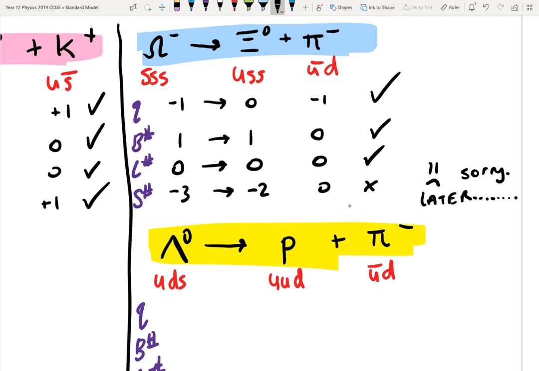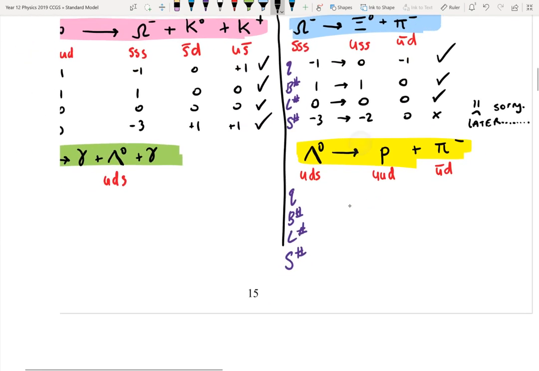Now, these questions are not going to be worth many marks. It's not going to take you more than a minute or two, so you're not expecting it to be worth more than a mark or two to show that lepton number, baryon number and charge are conserved. Okay?